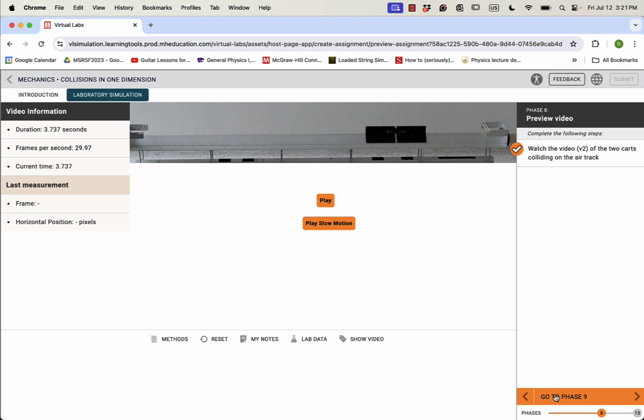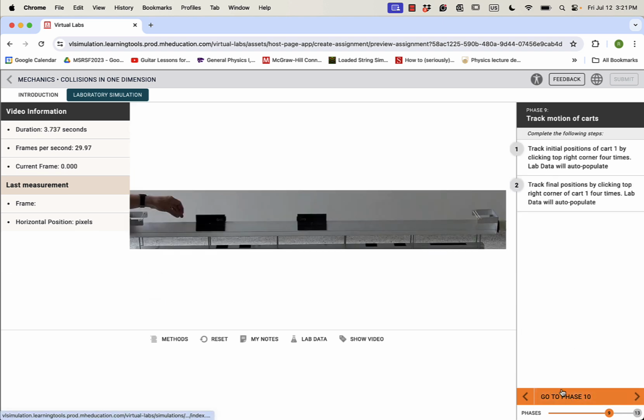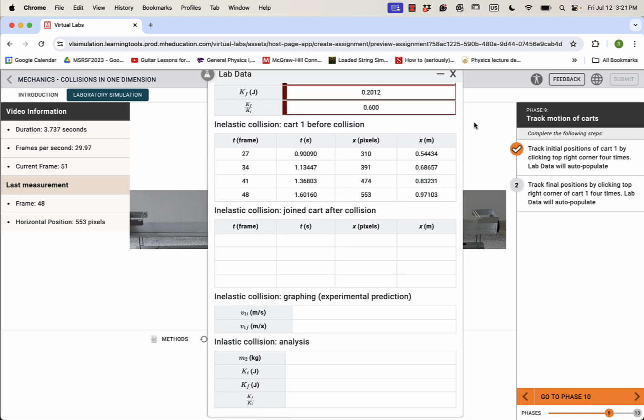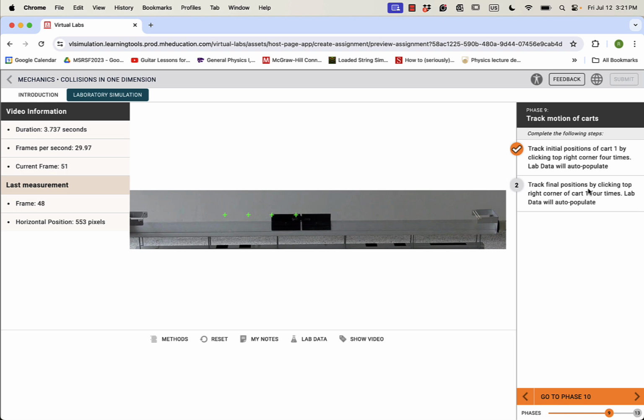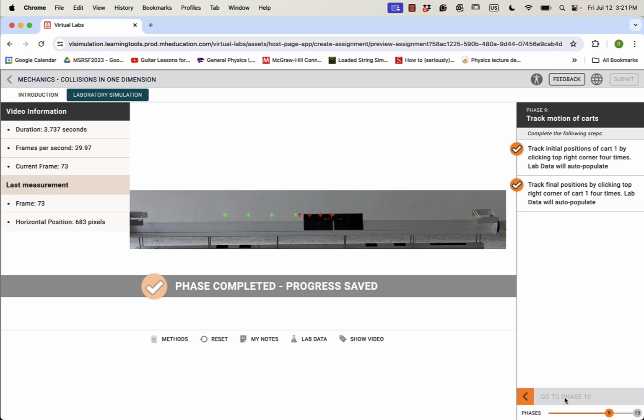All right, after answering those questions, now you can go to phase 9. Track the initial position of cart 1 by clicking the top right corner 4 times. So just like before, click it 4 times. 1, 2, 3, and 4. So that will populate the data here. And after that, track the final positions by clicking the top right corner of cart 1 4 times. So this is after the collision. So click 4 times, 1, 2 on the right corner of the first cart, 3 and 4. Then go to phase 10.